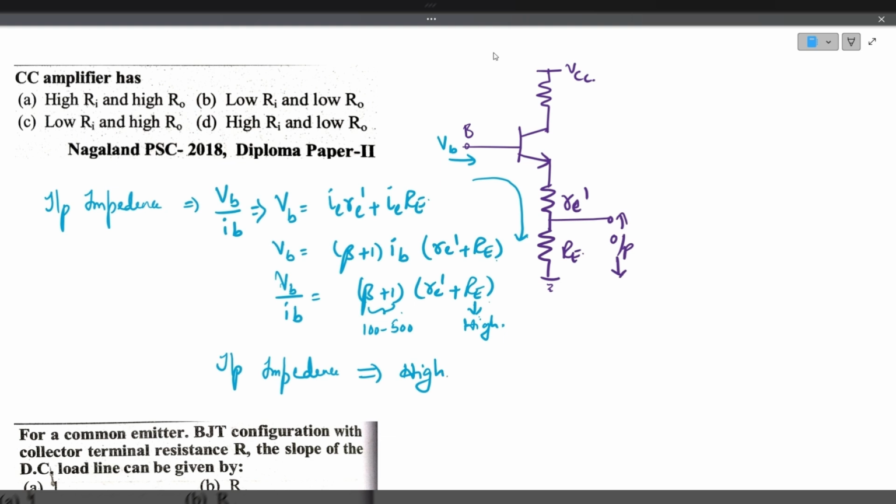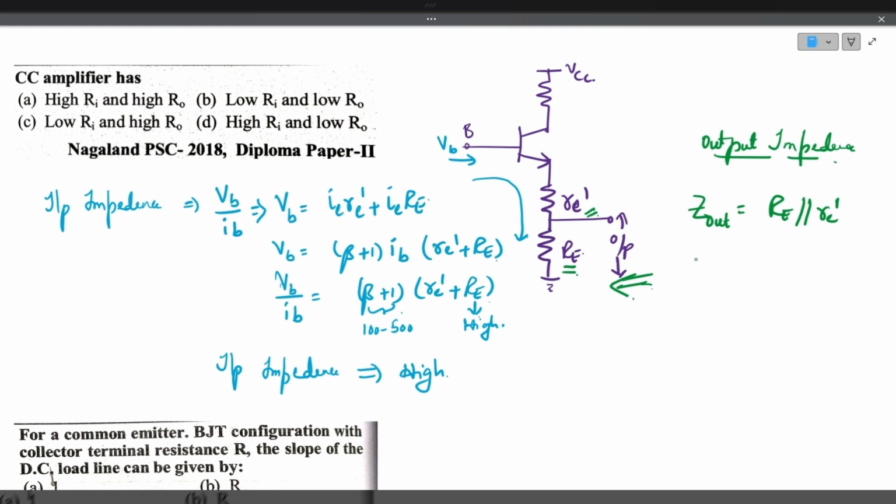Similarly, output impedance must be taken from the load. This is the emitter resistance, so you have to look from this point of view. Here the emitter resistance RE and the emitter model resistance RE dash will come in parallel with each other. So the output impedance is nothing but capital RE in parallel with the small RE dash.